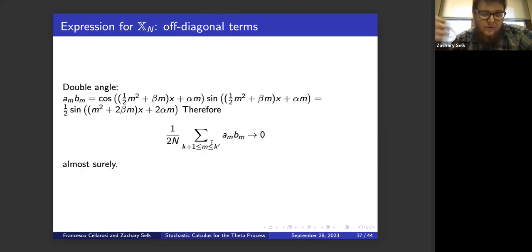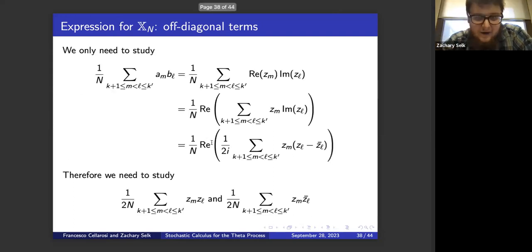And for the first part, a_m b_m where the indices are equal, we can just apply the double angle identity. So this term just goes to 0 almost surely because it's over-normalized. We're dividing by n here. So that part is not too bad. It's really the second part that we have to care about.